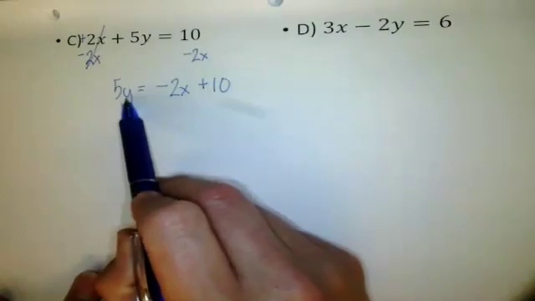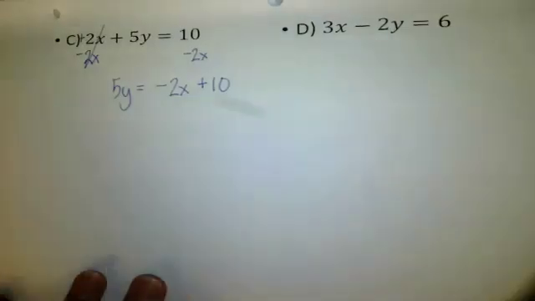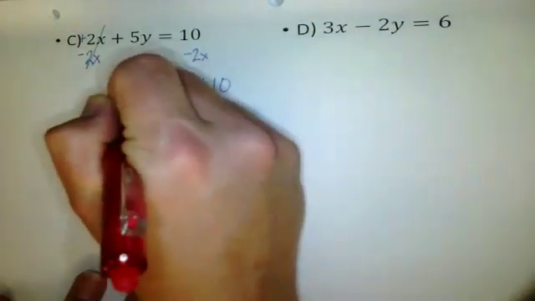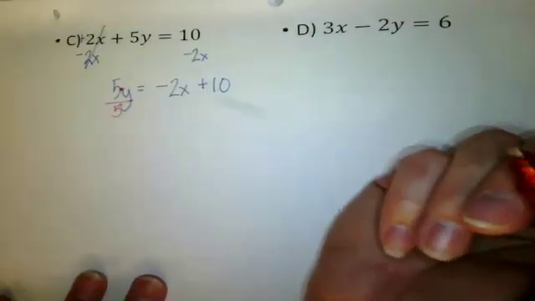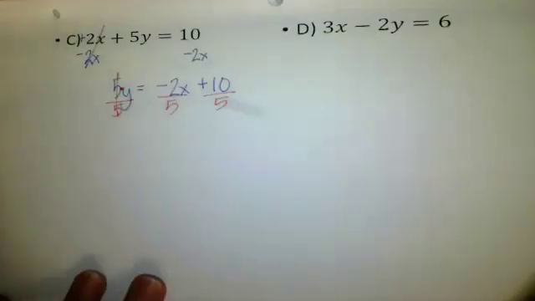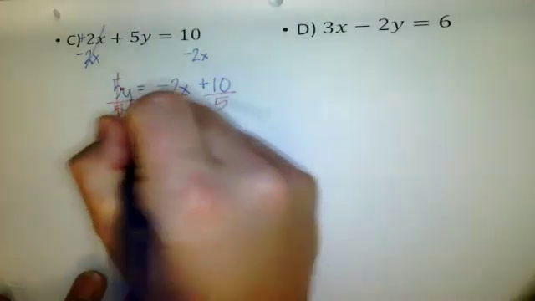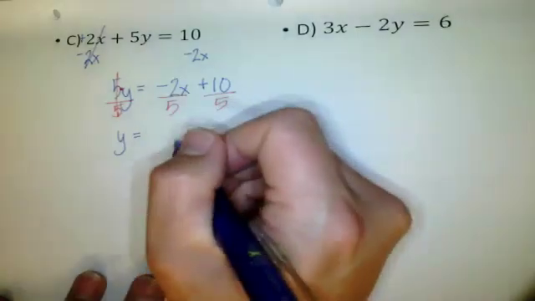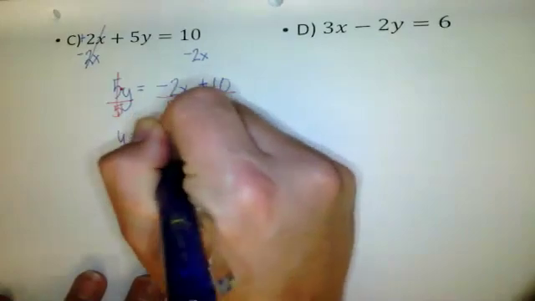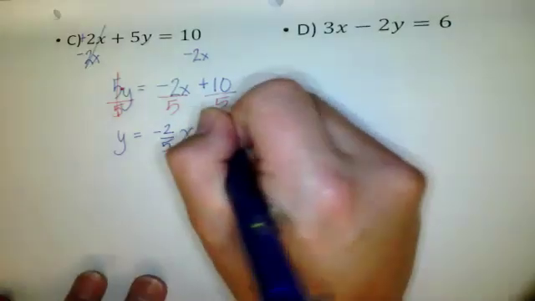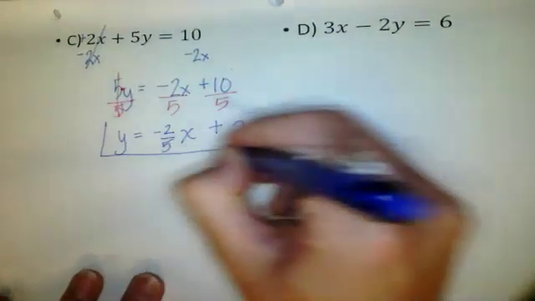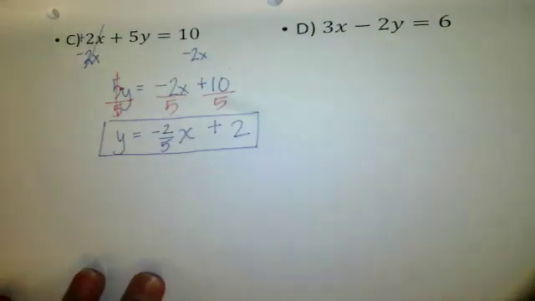Now, again, we need to get the y by itself. How do we get rid of the 5? Divide. Yeah, this is 5 times y. Break that multiply by dividing everything by 5. That gives me y equals, what's the fraction? Negative 2 over 5 times x plus, what's 10 over 5? 2. So here we are in slope-intercept form where the y is by itself.